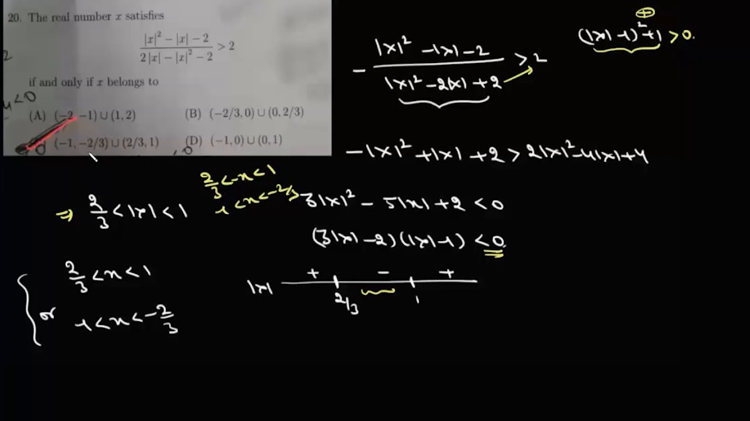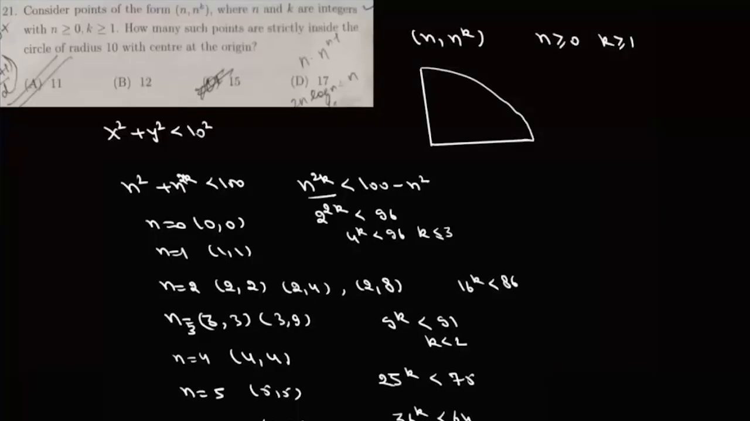So the answer to this question is option C. Now the question is: consider the point of the form (n, n^k), where n is greater than or equal to 0 and k is greater than or equal to 1, inside the circle x square plus y square equals 100.